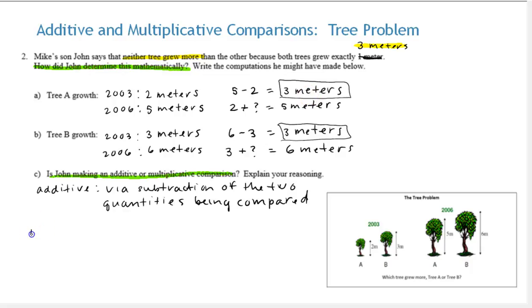Okay? A multiplicative comparison is found via division. And again, of the two quantities being compared. So we would divide the new amount by the original amount, which we'll see an example of later. But in this case, notice the comparison is additive. We wanted to find what do I add to the old amount to get the new amount.